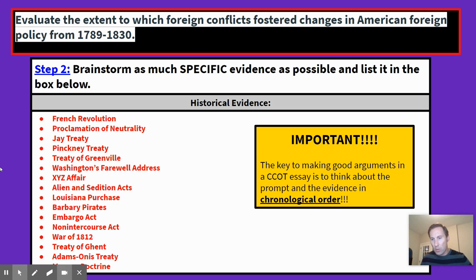So I'm going to brainstorm everything that I can think of, from the French Revolution, Proclamation of Neutrality. Okay, I can just go through in my head, what's happening in terms of foreign policy in Washington's administration? What's happening with Jefferson?